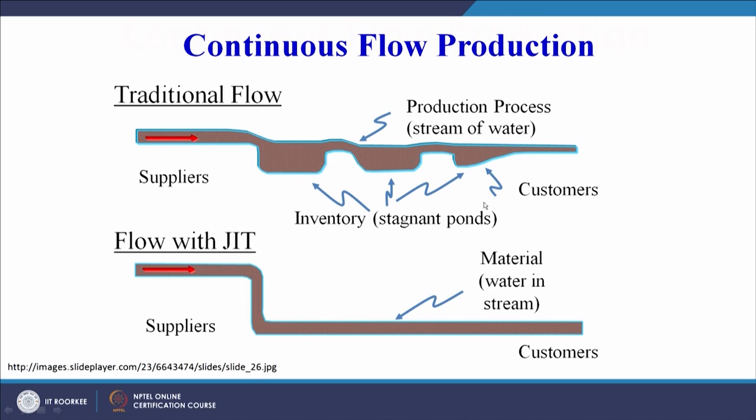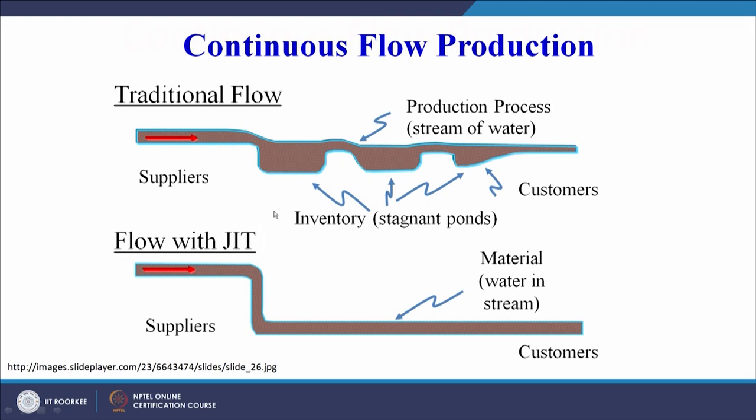This is being depicted by the stream of water. So this is the supplier and this is our traditional flow production process, and we have these buckets here where our material is getting stored unnecessarily. These three buckets we can see. This is just an analogous representation of our production flow line, represented by the flow of a stream of water. So unnecessarily it is getting stored here, which could otherwise be avoided.